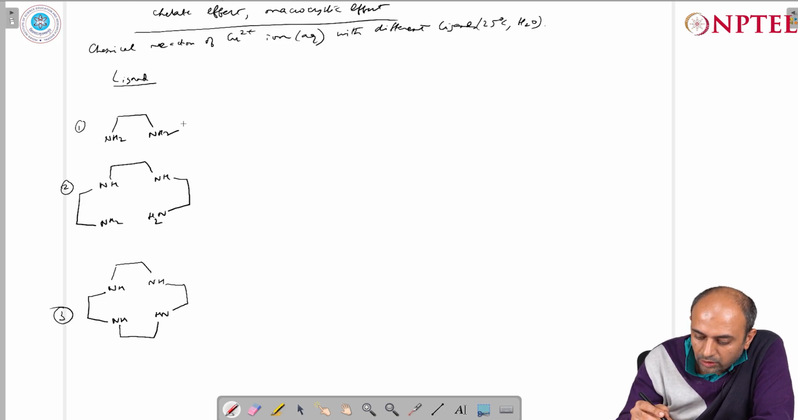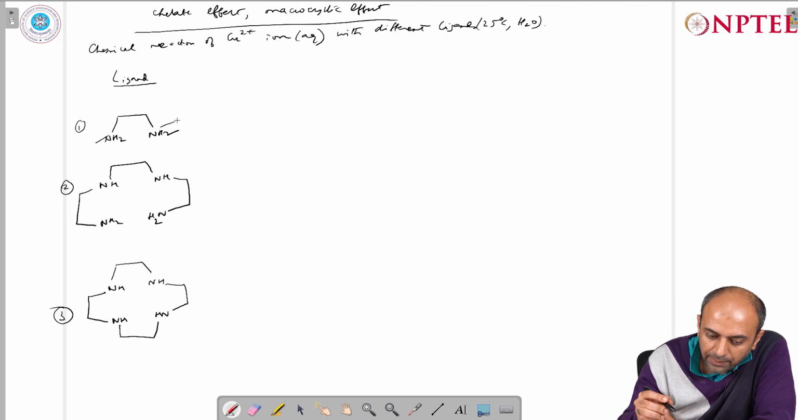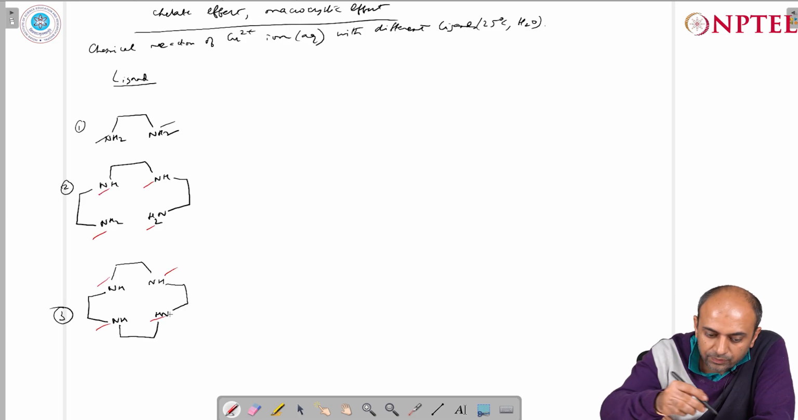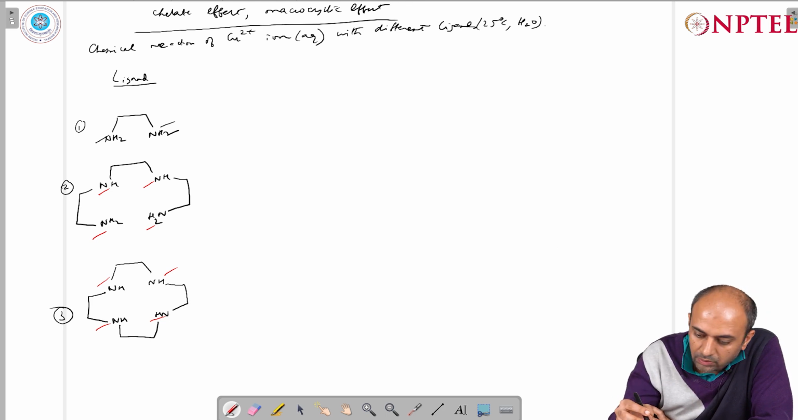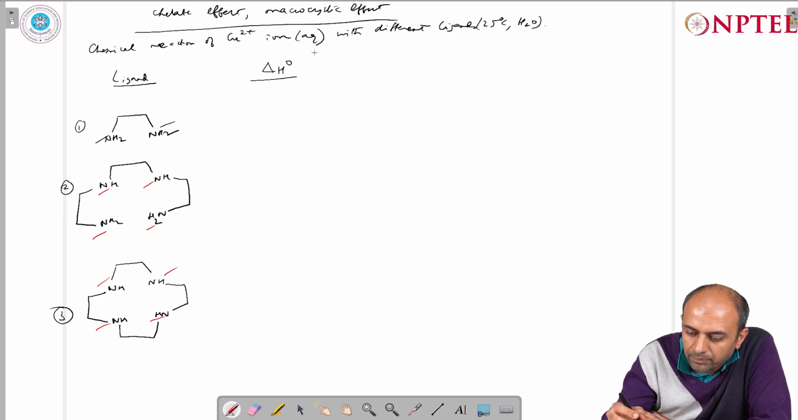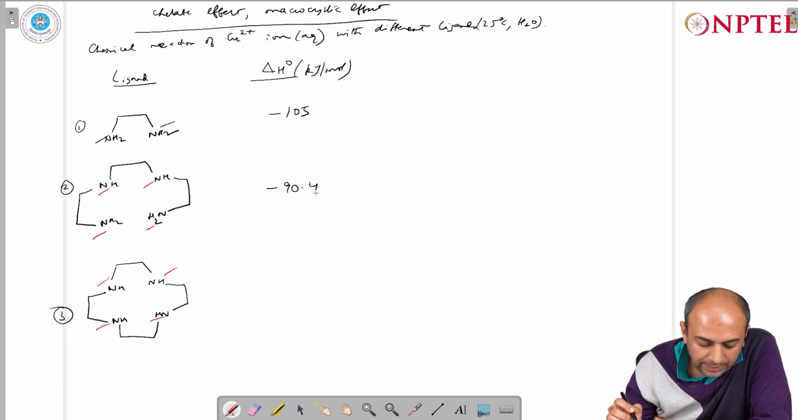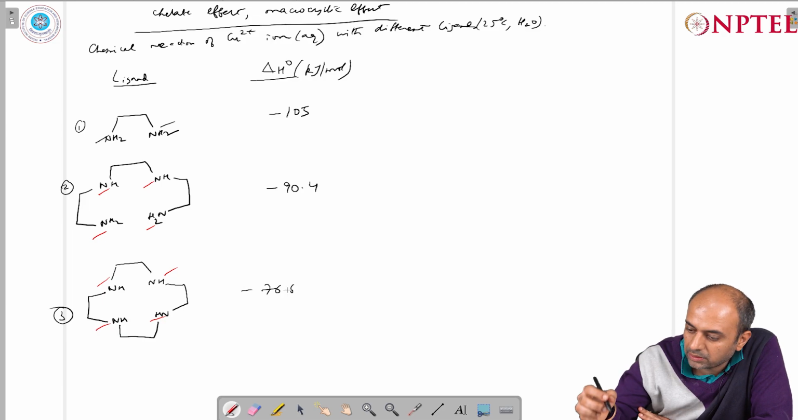This particular ligand has got denticity 2, there are 2 binding sites, the 2 nitrogen atoms. This one has got 4 binding sites, this also has got 4 binding sites. The thermodynamic data has been provided, that is the enthalpy change in the standard state, kilojoule per mole, is minus 105 kilojoule per mole for the first complex, minus 90.4 for the second complex, and minus 76.6 for the third complex.